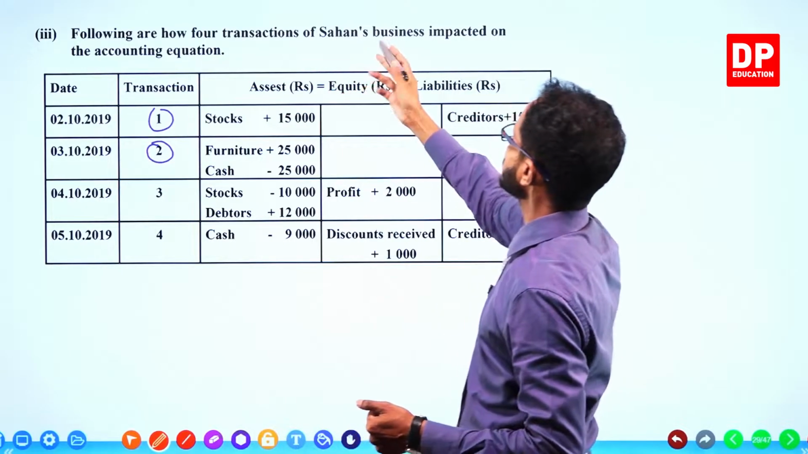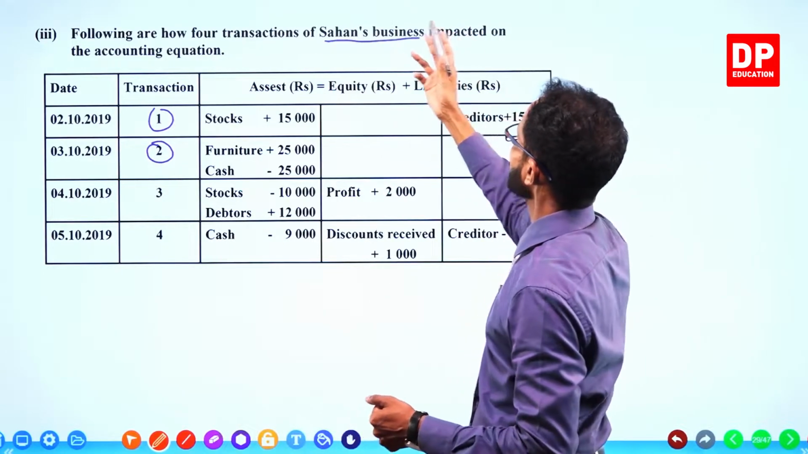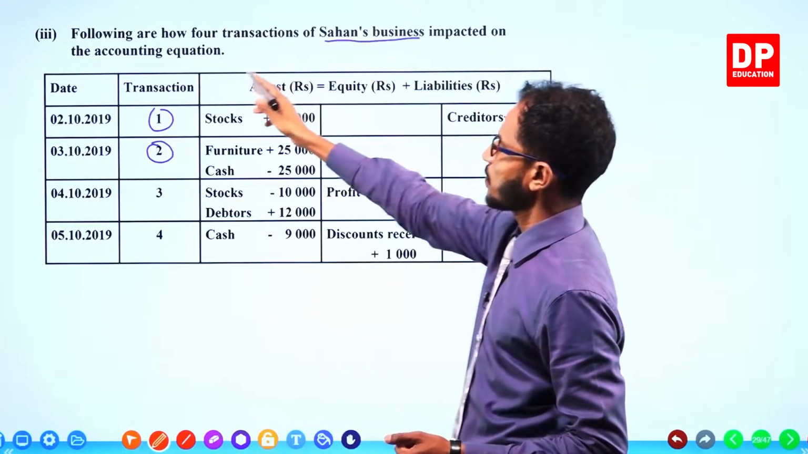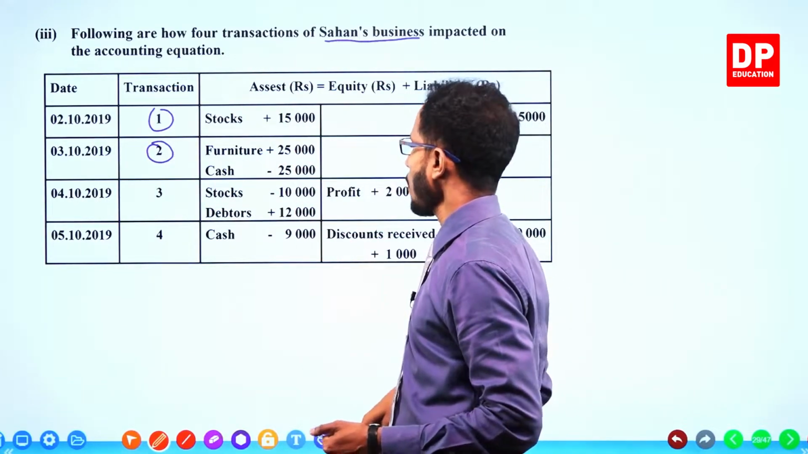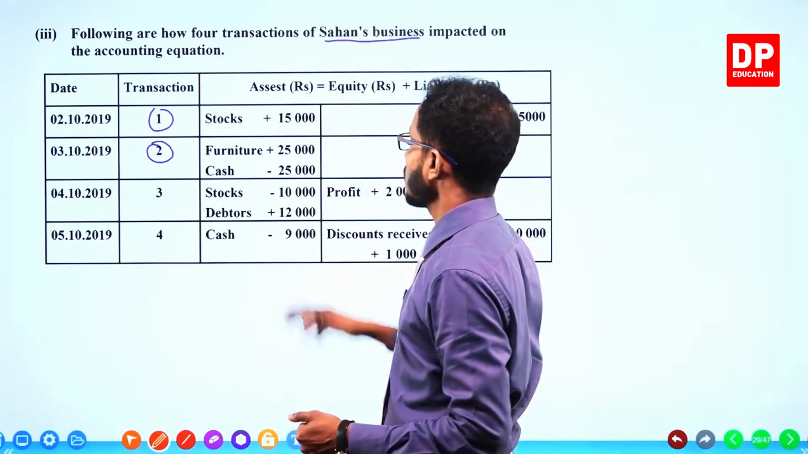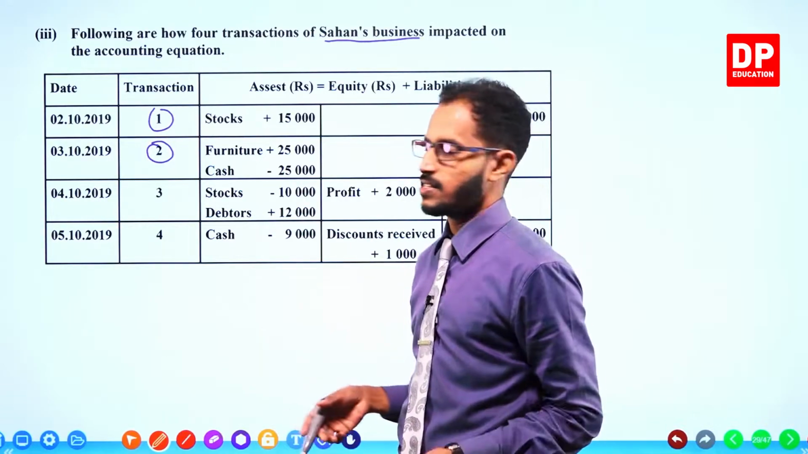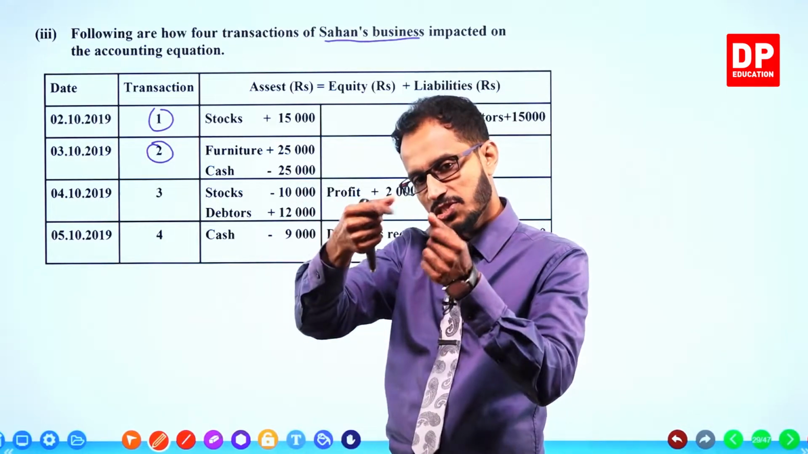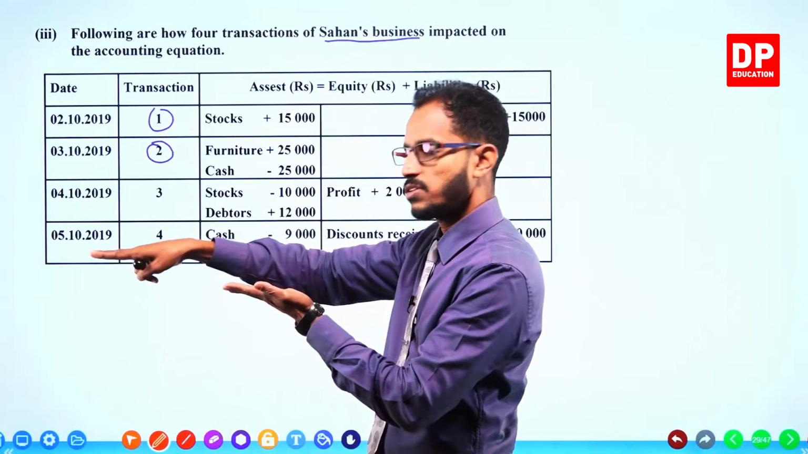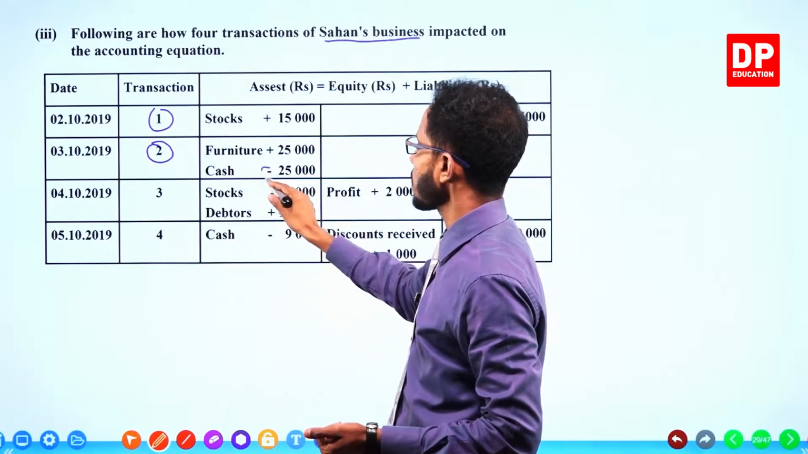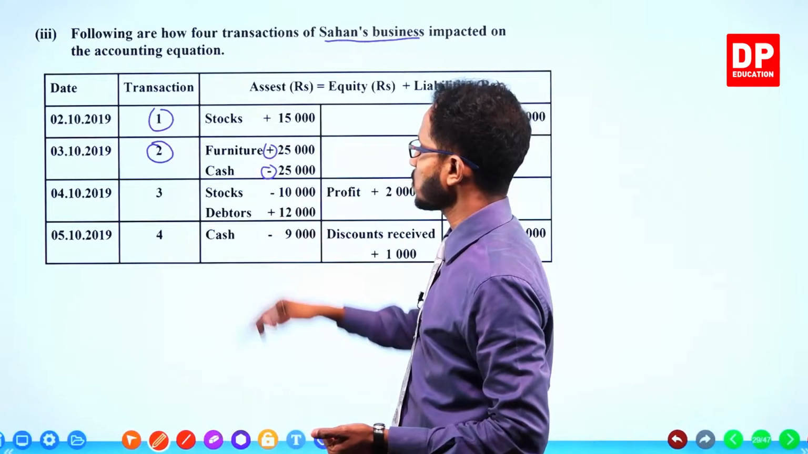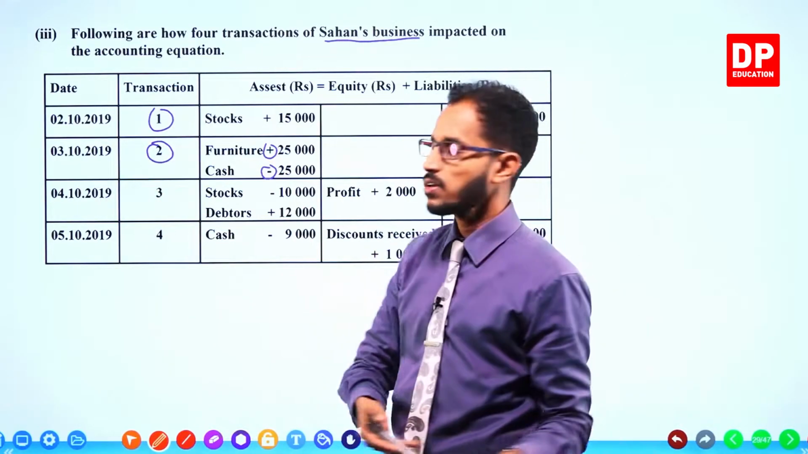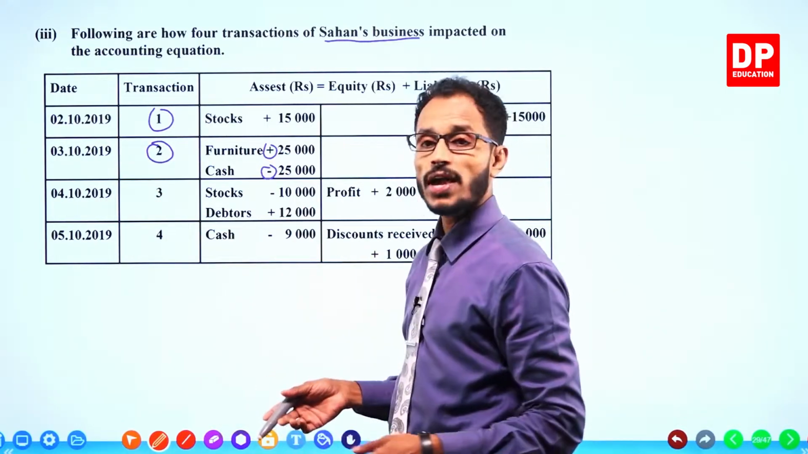Transactions of Sahan's business. This guy is the owner. Impacted on the accounting equation. Furniture he has bought 25,000 for cash. Because cash decreases when we pay cash. Cash decrease. New furniture comes to the business. So furniture increase. Furniture bought for cash.